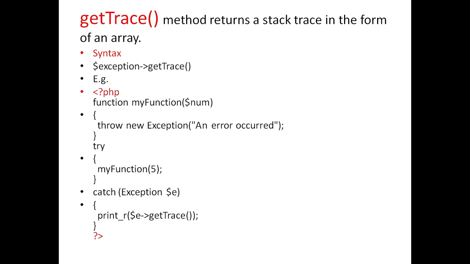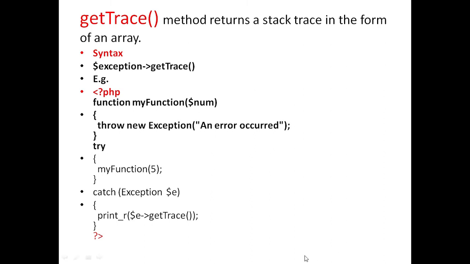Next is getTrace. This method returns a stack trace in the form of an array. General syntax is exception getTrace. Here we have written this function myFunction with parameter num, and it will throw an exception, and inside the try block we call the function myFunction, and in the catch statement we print the getTrace method. Here it will display in array format, so use the print_r function.